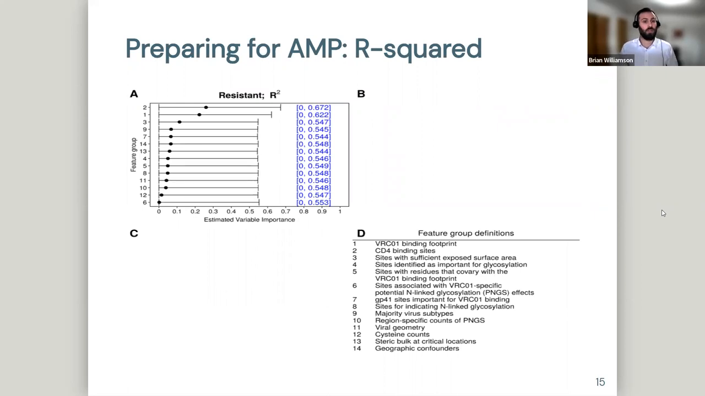And so here are the overall results with respect to R squared. So again, we're predicting whether or not a given virus is resistant to this antibody. And I'm just going to ask you to focus on the top two groups of variables. So these are groups of amino acid features. Group one is, so VRC01 is the antibody that we're studying in AMP. That's the VRC01 binding footprint.